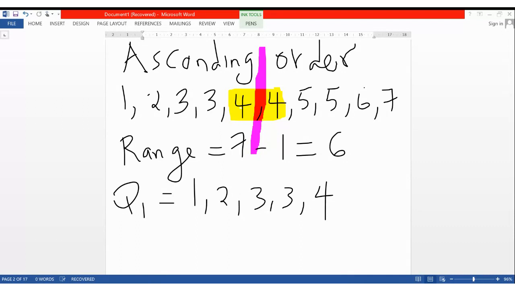So I've taken the numbers on the left-hand side, and I want the median for these numbers. Can someone try the median for those numbers? 1, 2, 3, 3, 4. Now divide into two halves. We have 5 numbers and 5 numbers. So Q1 will lie where? On the lower quarter, at the beginning. Then Q3 will fall on the right-hand side.